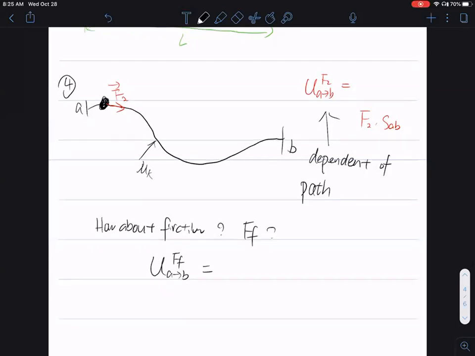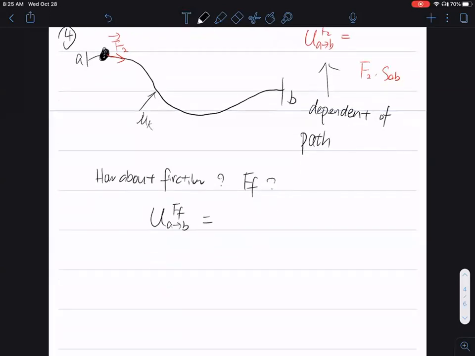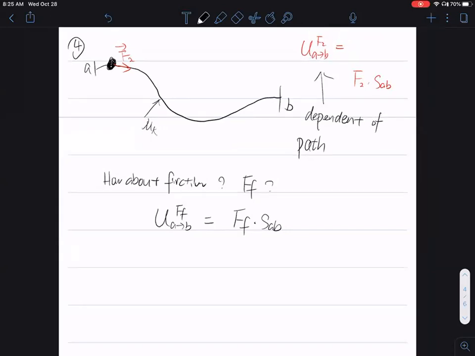In this case, the friction force will change its direction all the time. Friction force depends on how that particle is moving. So the work done by friction force is friction force times SAB. So the work done by friction depends on the path. Keep that in mind. We're going to do a lot of practice, and in your homework, you will have problems like this. All right, now you can all sit down.